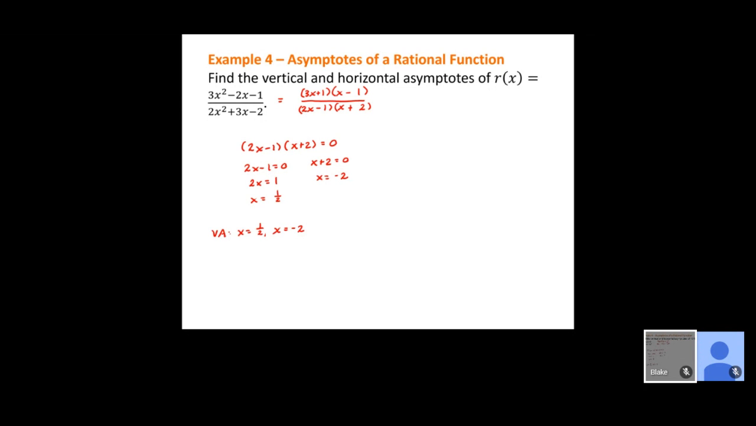Notice here they are actual vertical lines, right? So we need the x equals part of our equation. Okay, so when you write out your vertical asymptotes, make sure it's x equals whatever value and x equals whatever value.